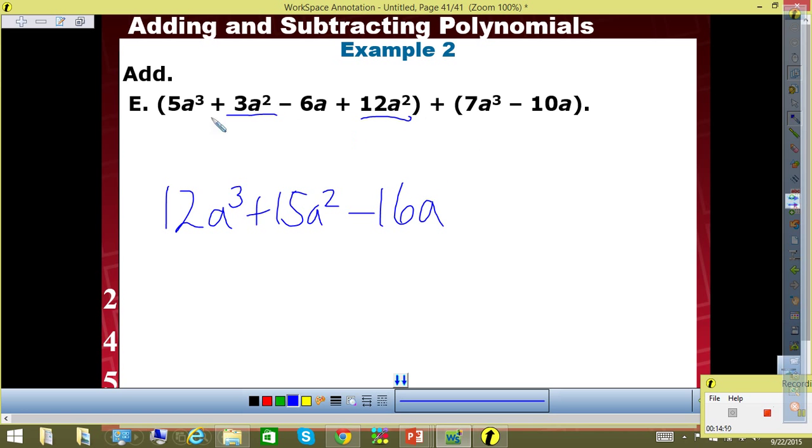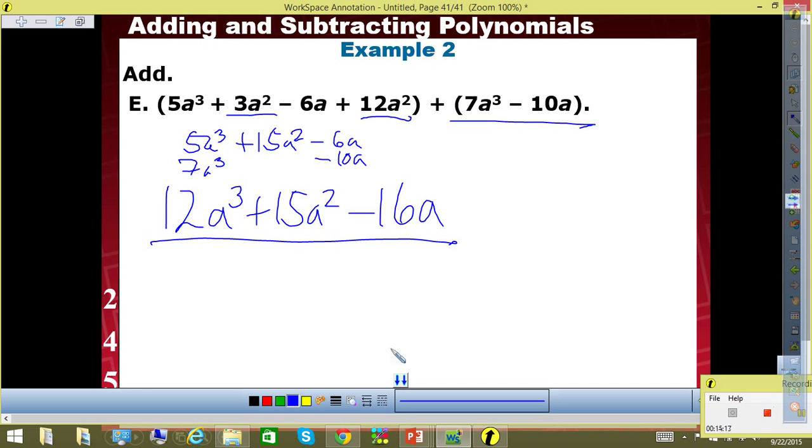There you go. So, like I said, there are a couple ways that you can do this. You can combine the a squares first, write it out, 5a cubed plus 15a squared minus 6a, and then just bring this over, 7a cubed, and then negative 10a, and then just simplify to that. Okay? All right. So we're done with addition.